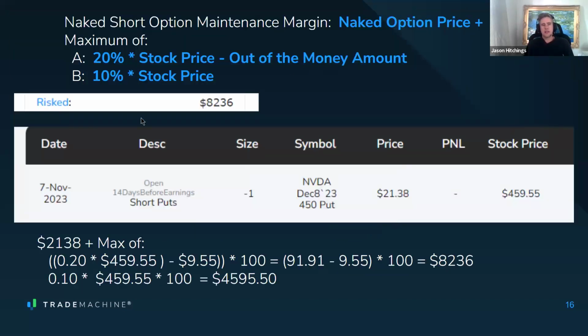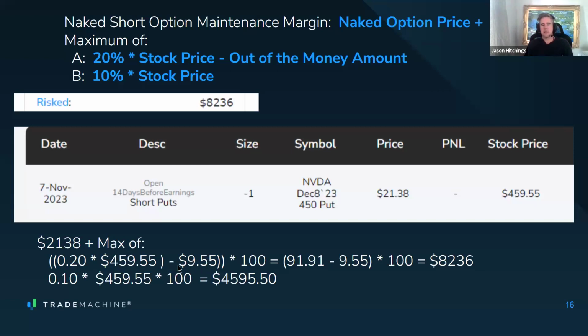Okay, so let's look at this example. We have this short put for 21.38. Somehow we came up with this 82.36 calculation, and this is how it got broken down. There's a little extra piece of subtlety here. The position was 21.38, and then you take the max of 20% times the stock price minus the out of the money amount.